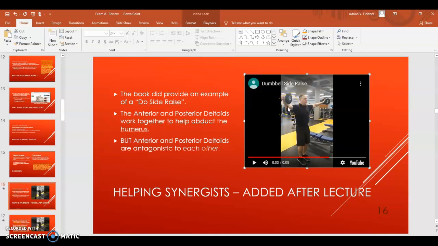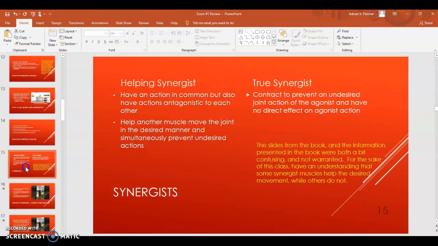So the difference you have, if I can scroll back here, is that the helping synergist helps the movement, and there's also an antagonistic component to it. The true synergist does nothing other than try to help in the movement pattern by preventing the undesired joint action. So just keep that in mind. Think shoulder, shoulder, shoulder over here for this one, okay? That should help you out.